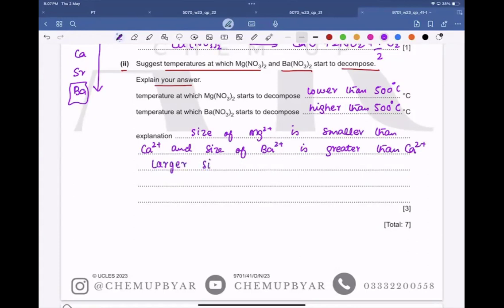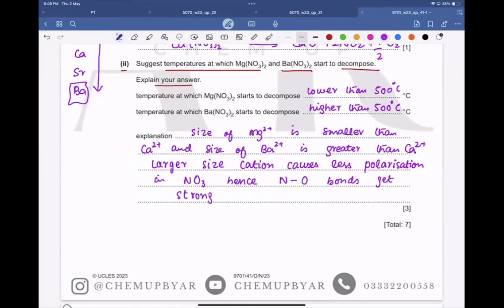A larger size cation causes less polarization or less distortion in nitrate. Hence, the nitrogen-oxygen bonds get stronger. Is this clear to all of you?